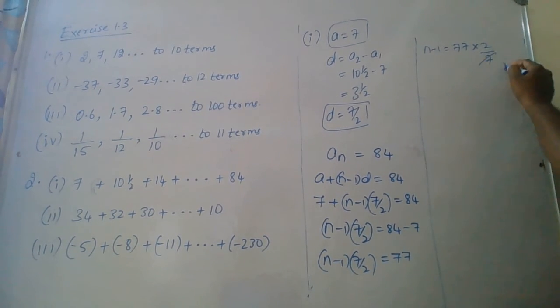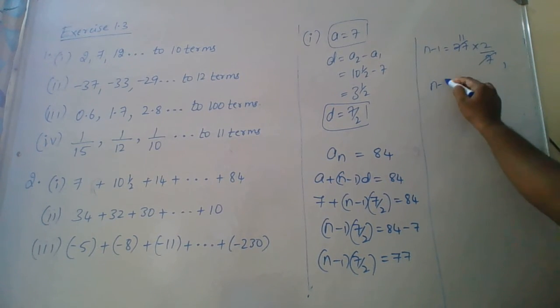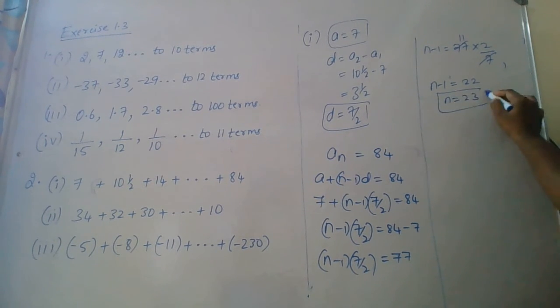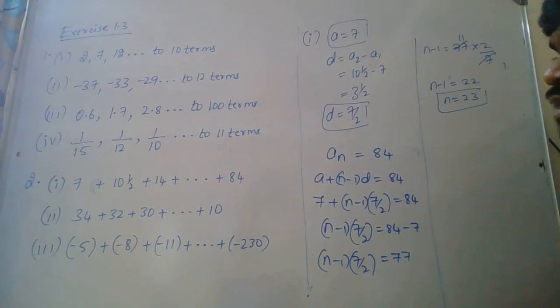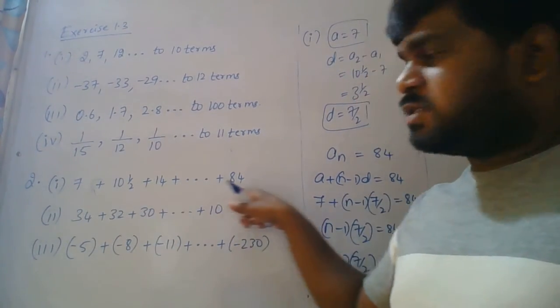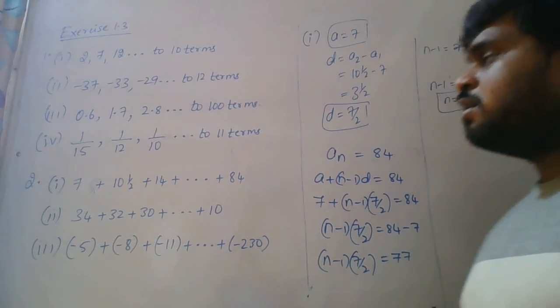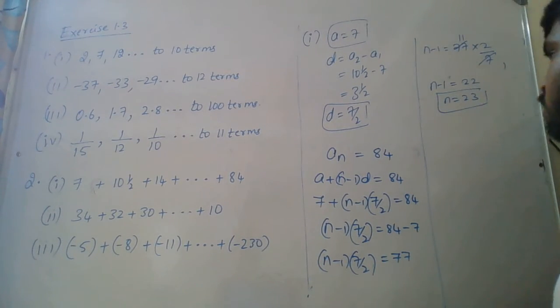7 ones are 7, 7 elevens are 77. Therefore, n minus 1 equals 11 into 2, which is 22, which implies n is 23. Minus 1 to the other side, 22 plus 1 is 23. So basically here, there are 23 numbers, 23 terms in this. We are adding 23 numbers. Earlier we didn't know this, we got to know now.